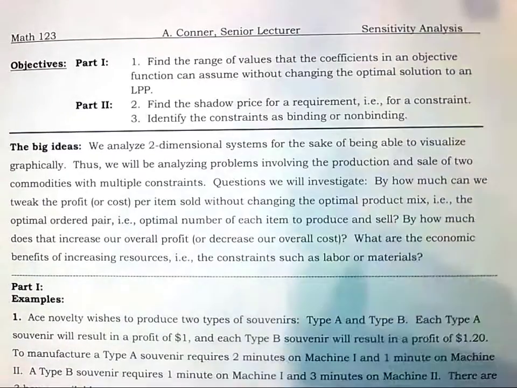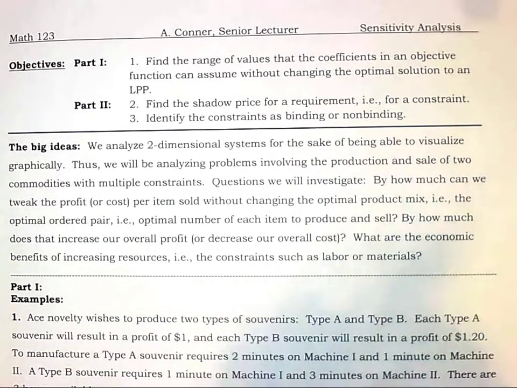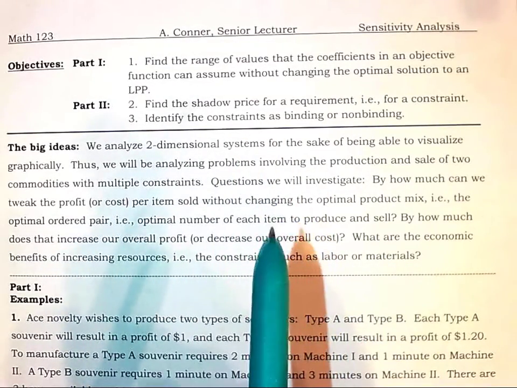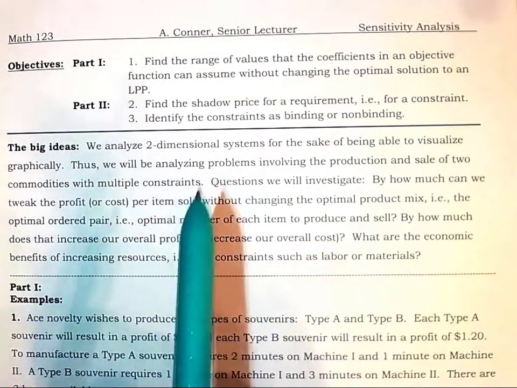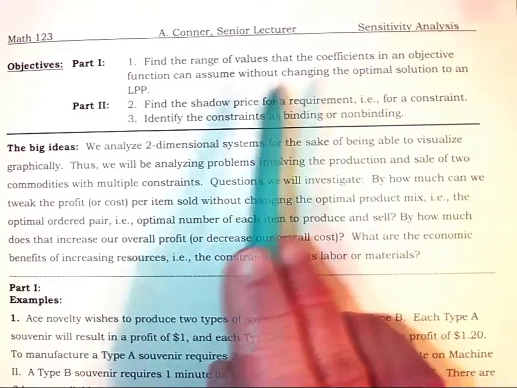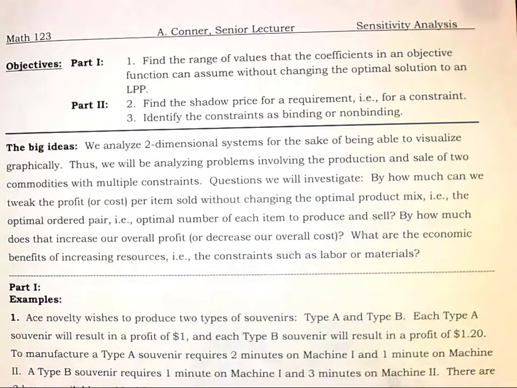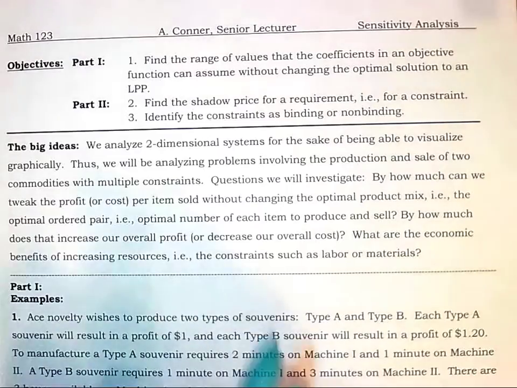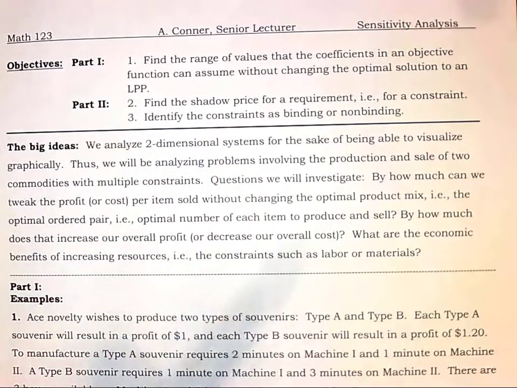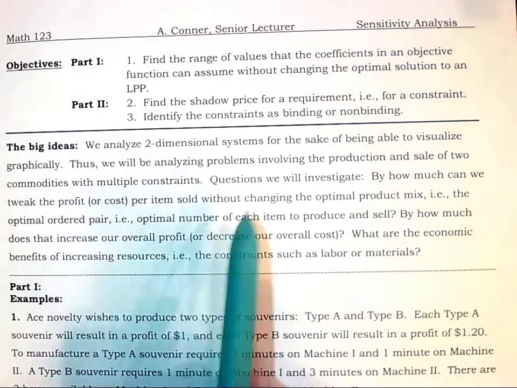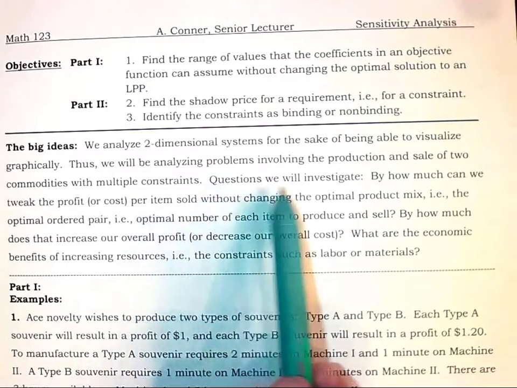This is a new section, sensitivity analysis, to include in the course. We're going to be looking at the 3.3 types of examples, but we're going to add on some new things. So we're going to be finding ranges of values that the coefficients and the objective function can assume without changing the optimal solution. So in other words, not changing that ordered pair. And then we're going to be looking at something called shadow prices for a particular constraint, and then identifying constraints as binding or non-binding.